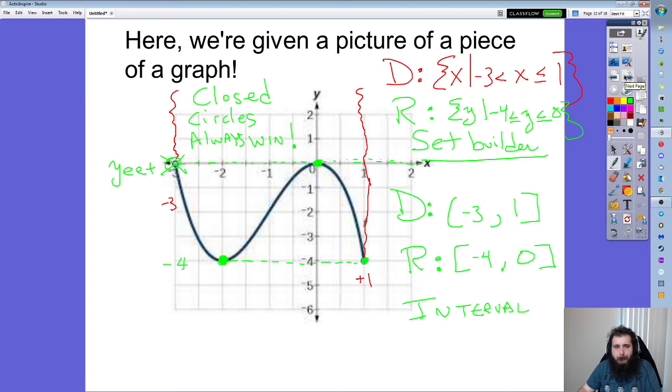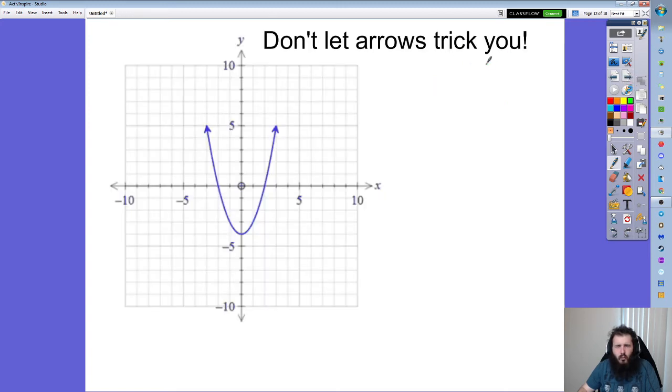So let's do another one. One of the things I want you to take away from this is not to let arrows trick you. You notice how the arrows sort of stop here at 5? No, they don't. Arrows mean that they go on forever. So if you're ever in a situation where you're looking at this picture and asking yourself, well, the arrows are only up to here, that's confusing. Take a second. Continue upward.